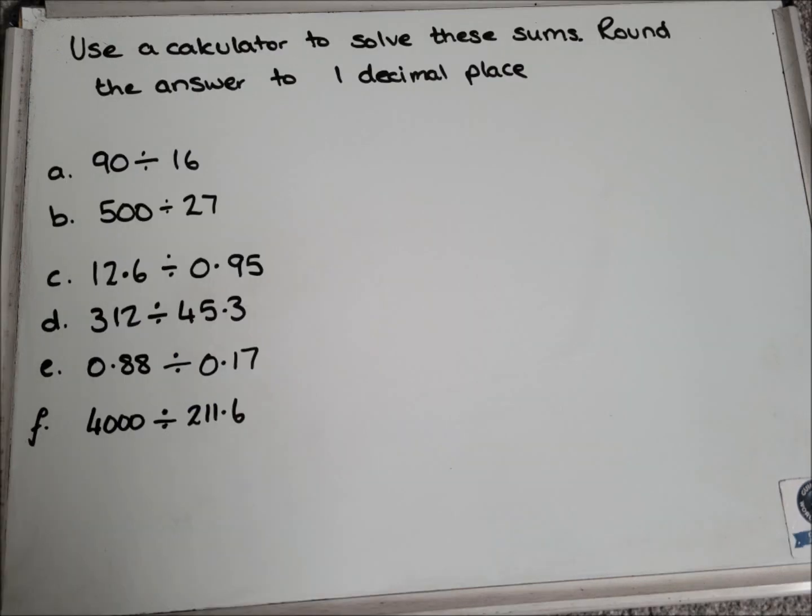Okay, what I would like you to do now, the second activity, if you grab a calculator, it's asking you to use a calculator to solve these sums, and then round the answer to 1 decimal place. So type these sums into a calculator, and then whatever answer you get, round it to 1 decimal place. So work through these examples and we'll get the answers in a wee second.